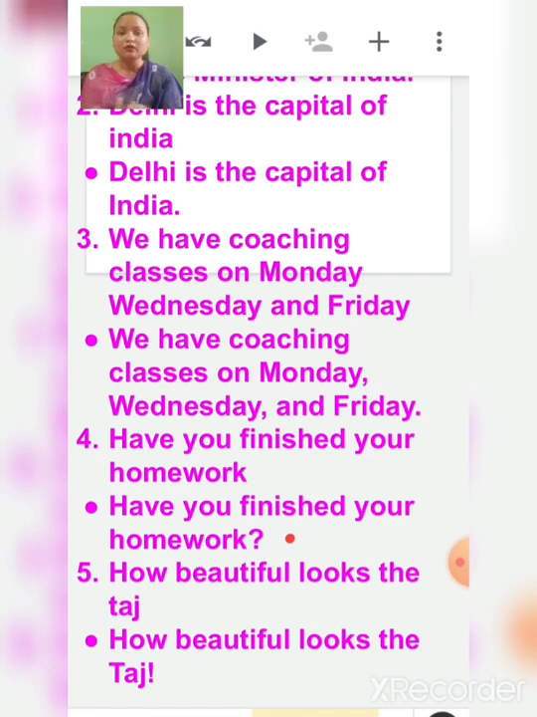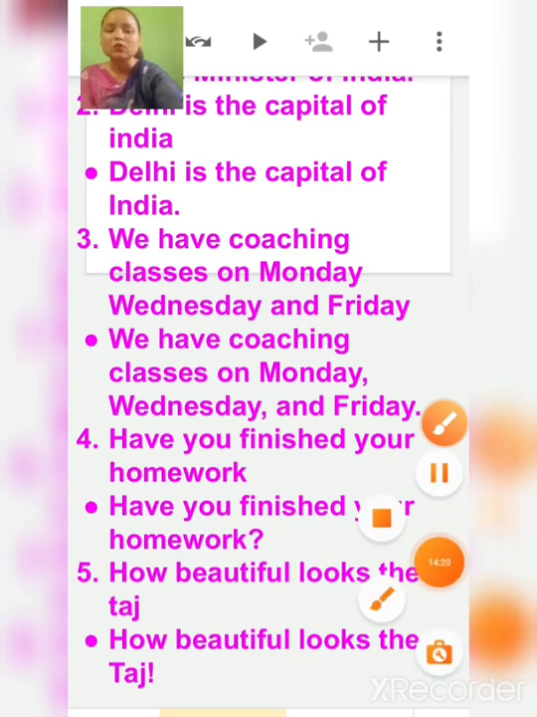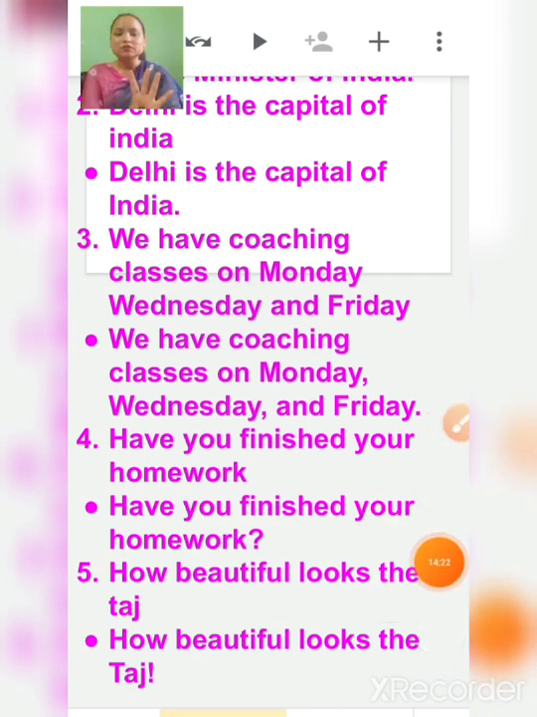How beautiful looks the Taj! Now here I am expressing joy. Here I am expressing how beautiful the Taj looks. So here I have put an exclamation mark, and Taj is also a proper noun, so I have written T in capital letter. So children, these are the only four punctuation marks in your syllabus, so we have done it.